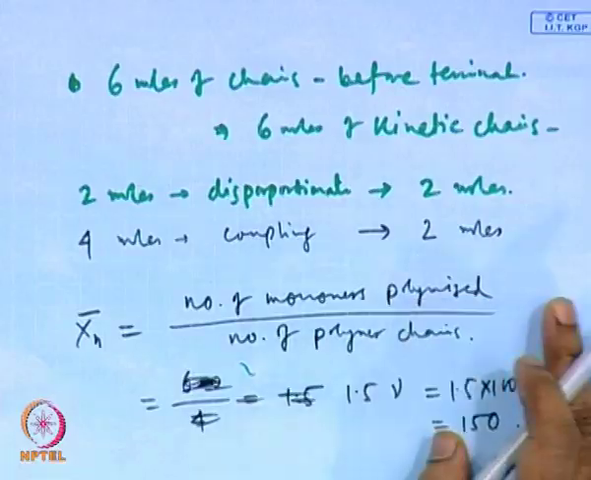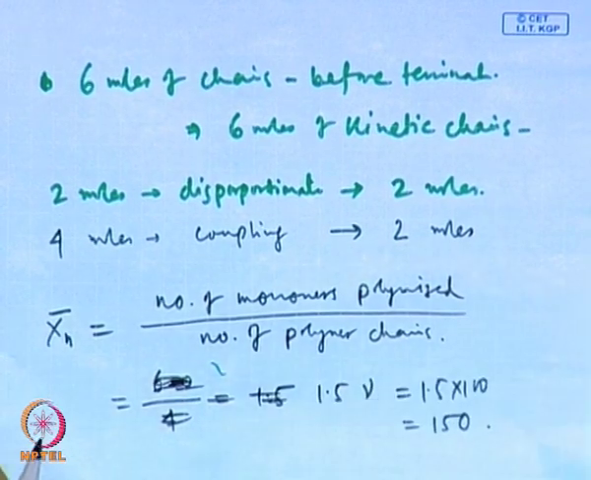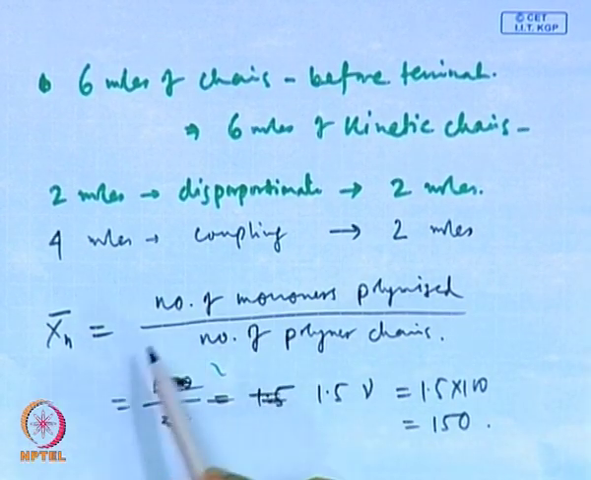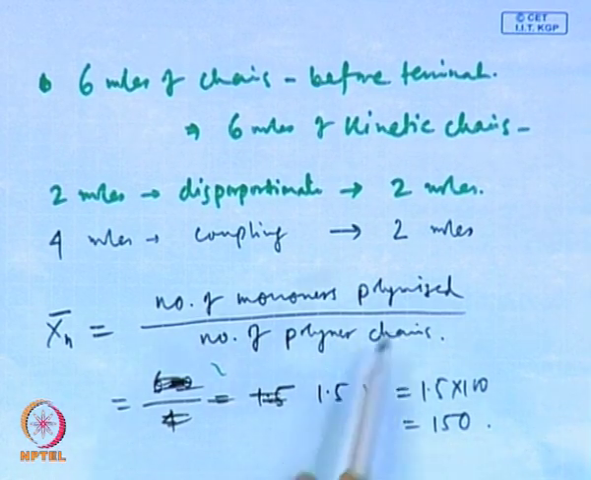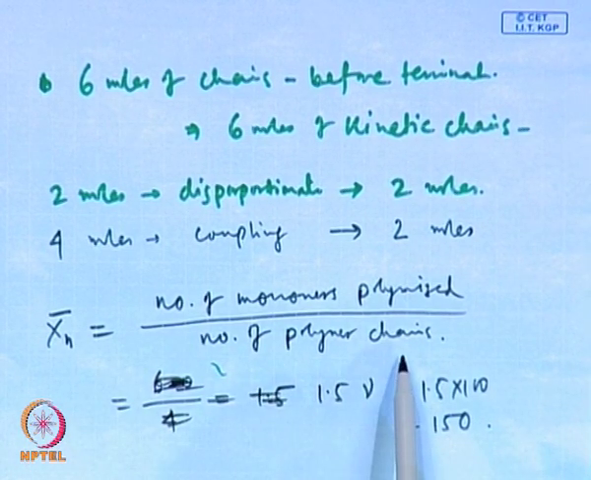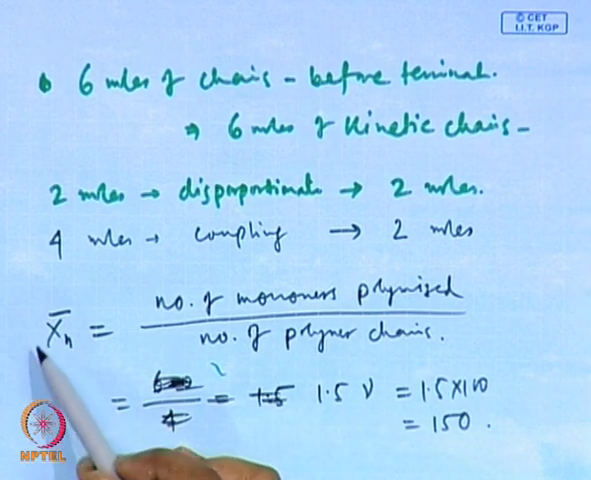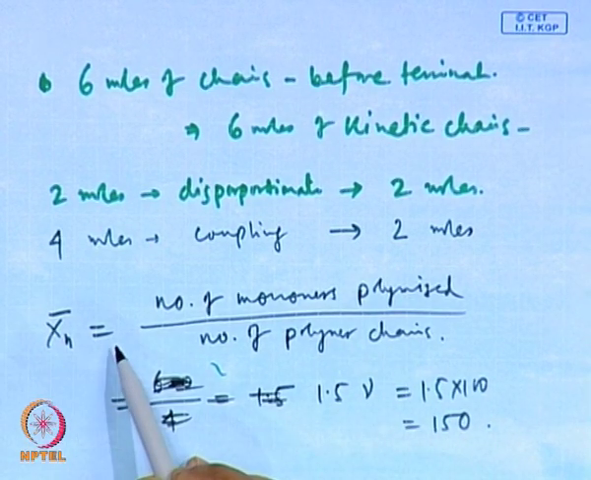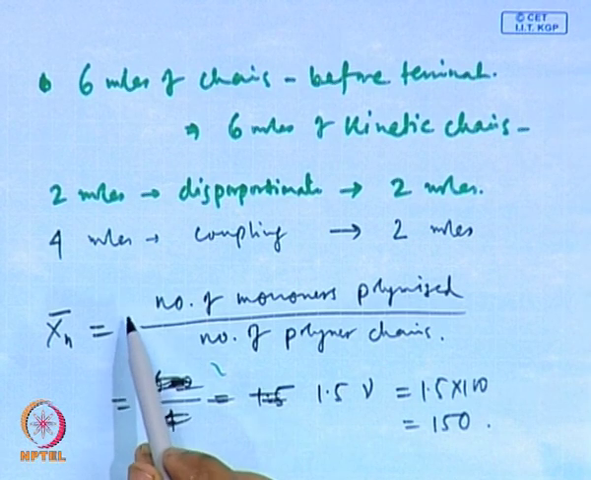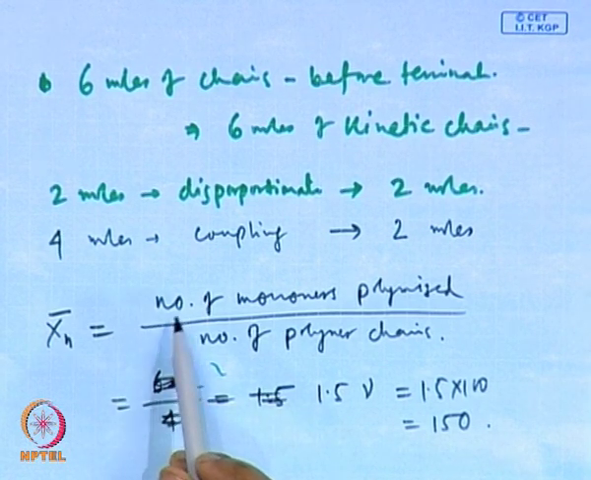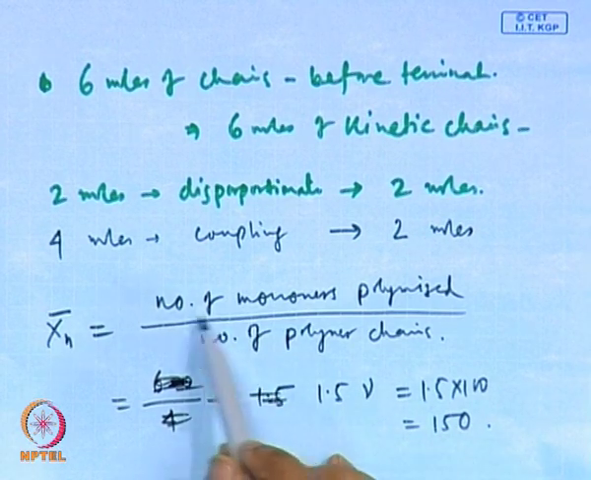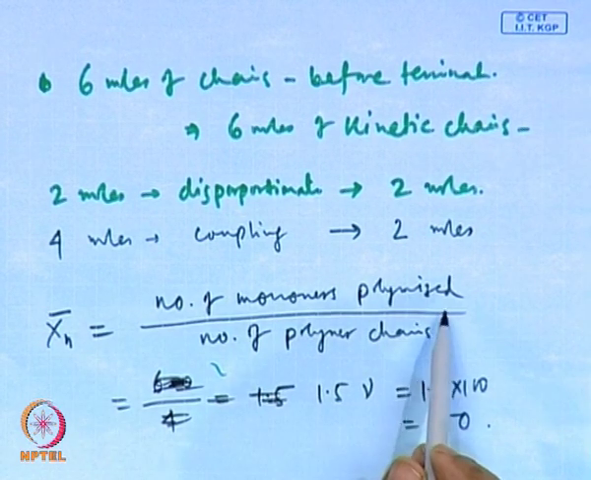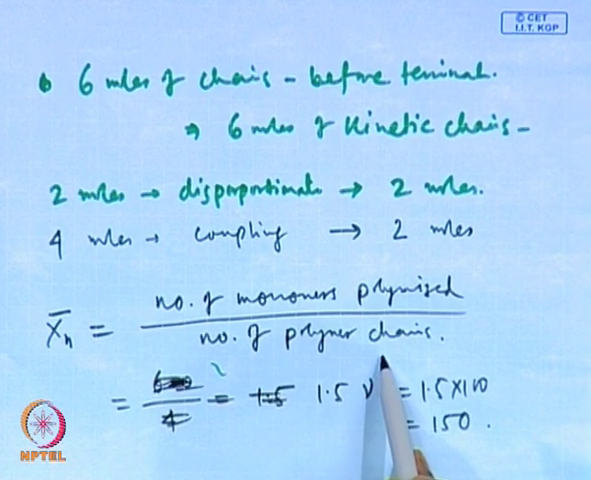Now, in this case, we go back and see how we define the average degree of polymerization. X n in chain polymerization is the number of monomers polymerized divided by the number of polymer chains. What is the definition of X n? It is the average number of monomer units present per chain, which is obviously given by the number of monomer units consumed or polymerized divided by the number of polymer chains. Okay, simple.